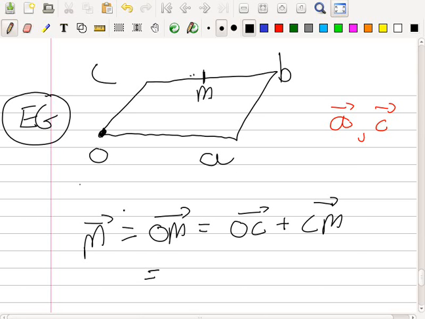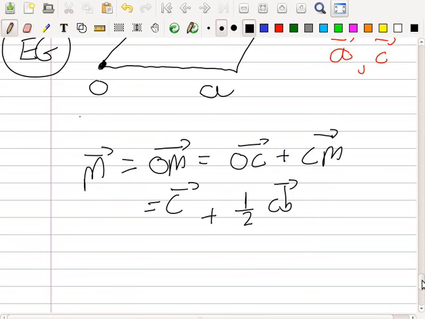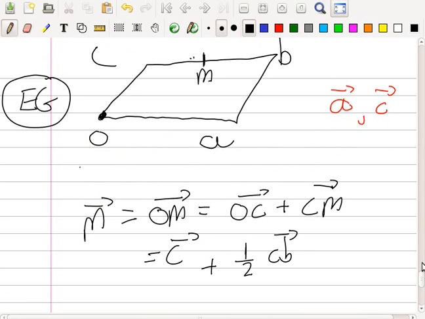OC, what way can I write that? C. CM is what? A half CB. Yes. Okay. Now, what do I need in my answer? What do I want? A and C. So this is fine, but I don't like the B.